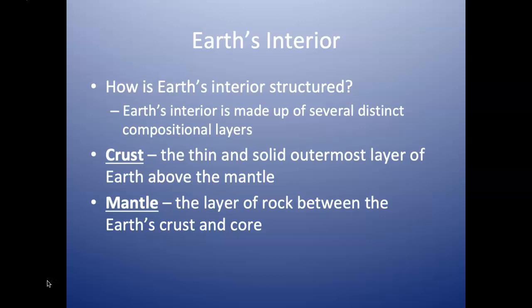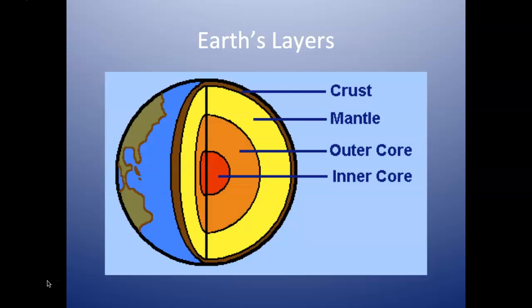We know a whole lot about the Earth's crust because this is the layer on which we live. Underneath the crust is going to be the mantle. That's the layer of rock that's found between the Earth's crust and the core. You can see the picture here. The crust is going to be the outermost layer. The mantle will be then that yellow layer. And then we'll talk about the outer core and the inner core.